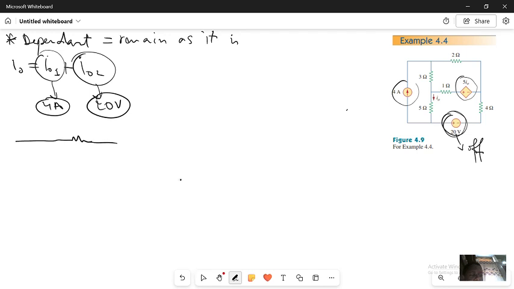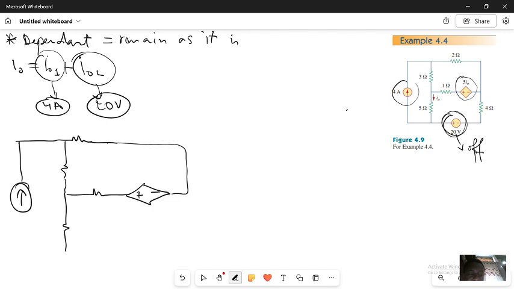this resistor. We'll have this current source. I will have this 3 ampere. I will have this 4. I will have this one. Since this one is a dependent source, we will not do anything for it. Now we have this 4.